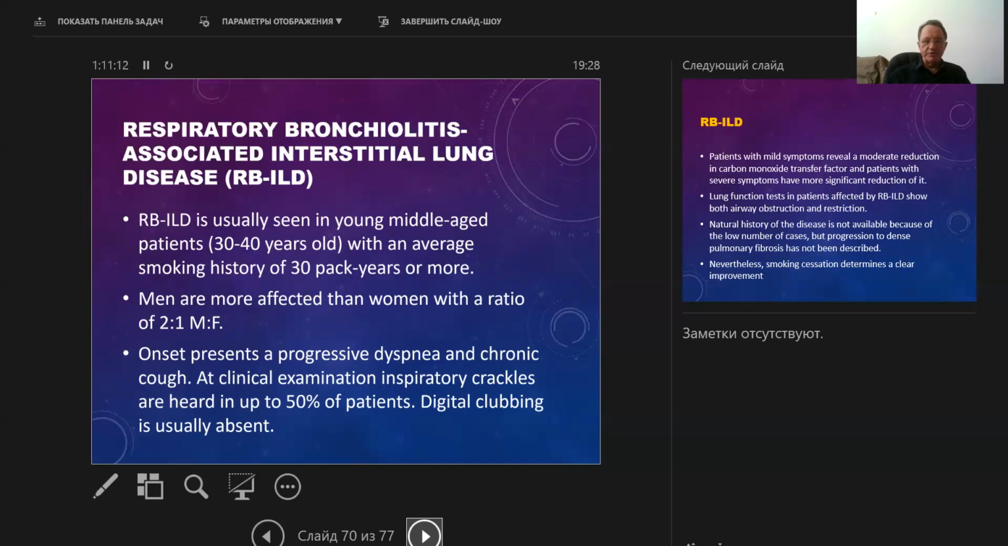And last, respiratory bronchiolitis associated with interstitial lung disease, usually seen in young or middle-aged patients with an average smoking history of 60 pack-years or more. Men are more affected than women, with a ratio of 2 to 1. Onset presents with progressive dyspnea and chronic cough. At clinical examination, inspiratory crackles are heard in up to 50% of patients. Digital clubbing is usually absent.